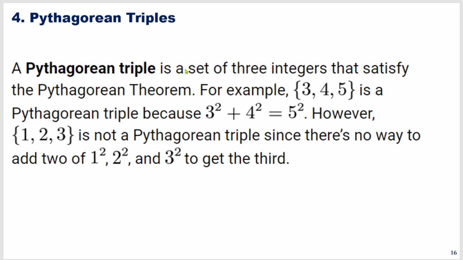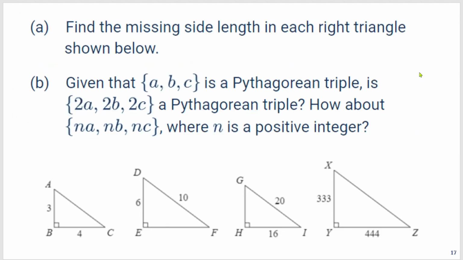Okay, then let's consider another quick quiz. A, can you find the missing side lengths in each right triangle shown below? B, given that A, B, C is a Pythagorean triple, is 2A, 2B, 2C also a Pythagorean triple? How about NA, NB, NC, where N is any positive integer?